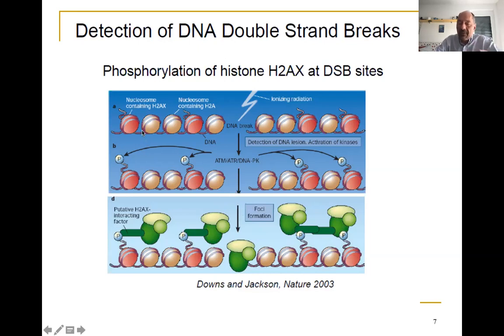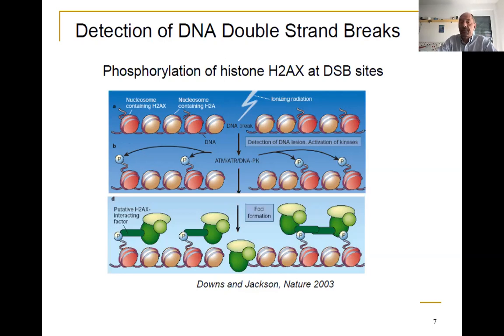So essentially we have seen the DNA is wrapped. You remember in the biology lecture, we saw that the DNA is very much wrapped around the histones. Some of these nucleosomes, where there are the histones, some of them contain a histone known as H2AX, others contain a histone known as H2A.